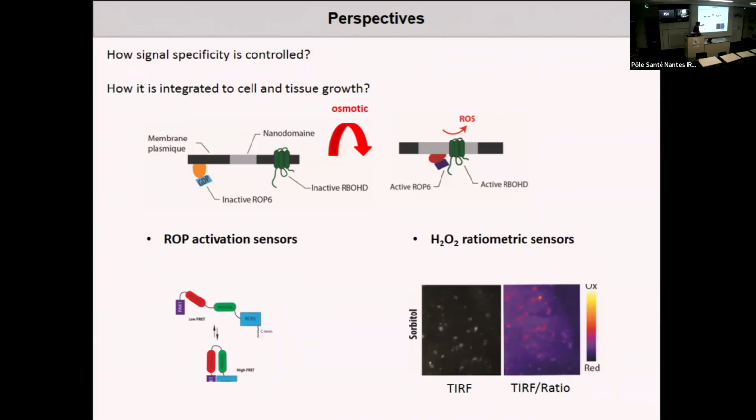That's one bit. And the other thing that we want to use is a sensor for H2O2, which is a side product of superoxide production, to have information about the localization of this ROS accumulation.